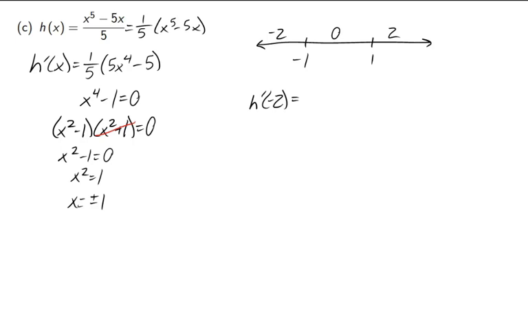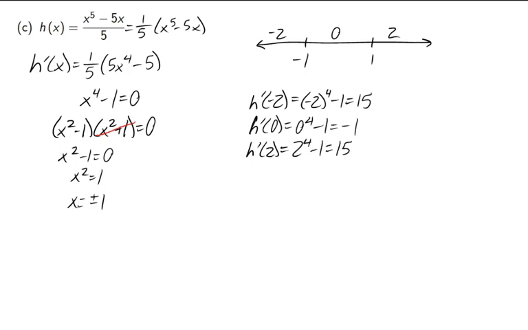I get h prime of negative 2 is negative 2 to the 4th minus 1, which is 15. H prime of 0 is 0 to the 4th minus 1, which is negative 1. And h prime of 2 is 2 to the 4th minus 1, which is again 15. Increasing, decreasing, increasing. I should warn you guys of one thing. It's not always the case that it alternates. It may sometimes go increasing and then increasing again. Alright, with that said, let's write our final answer.